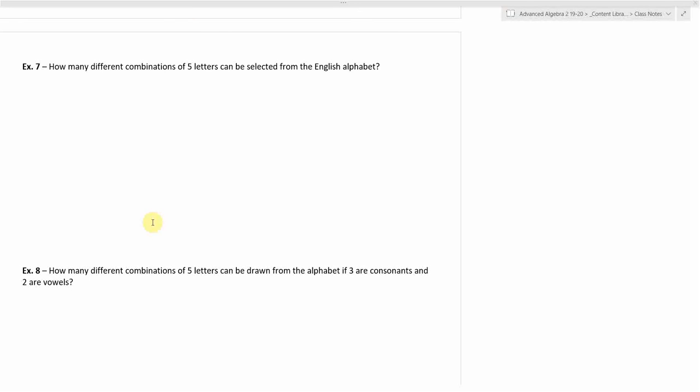Let's wrap up this section with a couple of examples where we can use combinations. So example 7 says, how many different combinations of 5 letters can be selected from the English alphabet? Well, we know, of course, that there are 26 letters in the English alphabet, and we want to do combinations.